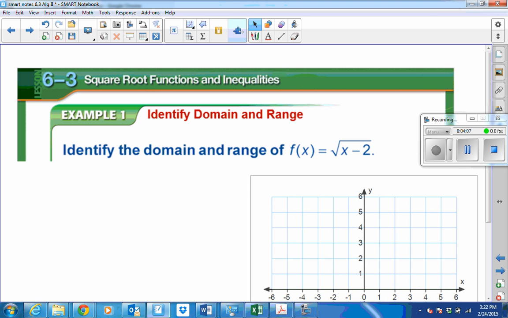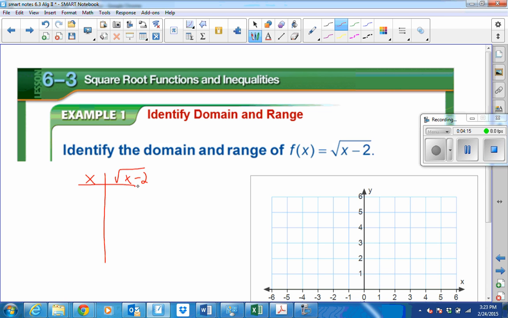And let's do a t-chart. So for this t-chart, what's going to give us a value of 0 is our radicand. And if x equals 2, that means that 2 minus 2 is 0, and the square root of 0 is 0. So we're trying to pick values of x that are going to give us those perfect square values, or 0.